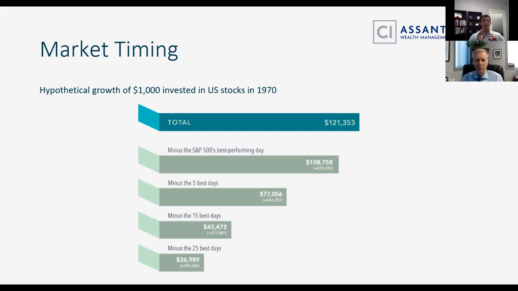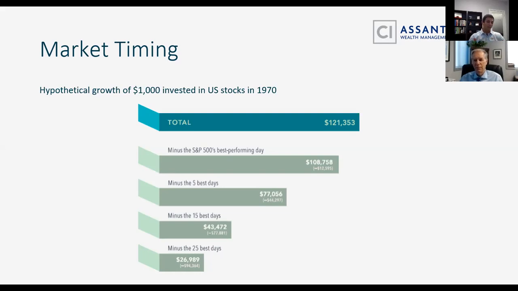If we miss the best 5 days, well, we're down over $44,000. We're at $77,000 here. You can see in that third bar. If we miss the best 15, we're down at $43,000. And if we miss the best 25 days, that's not a lot of time when you look at about 50 years of data, we're at $27,000. So you can see the idea of trying to time the market can really, really hurt you over the long run, just if you make one or two missed calls.